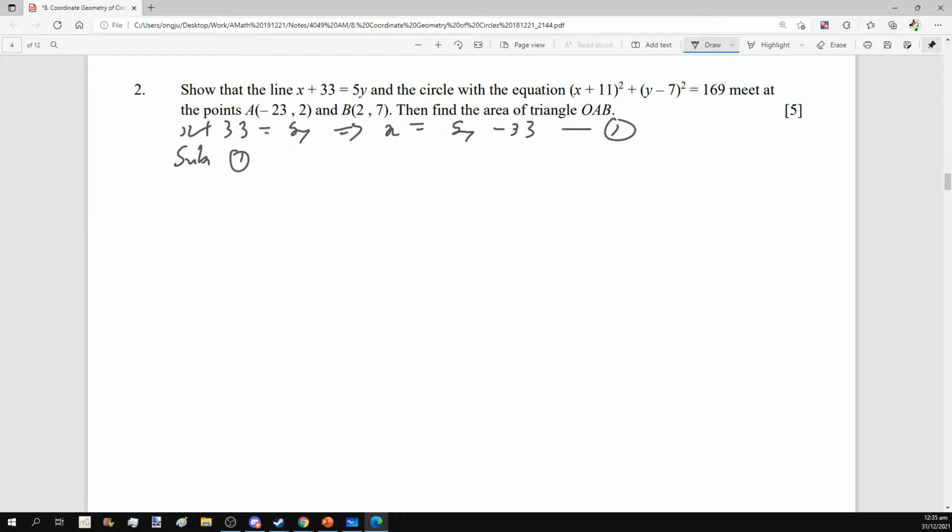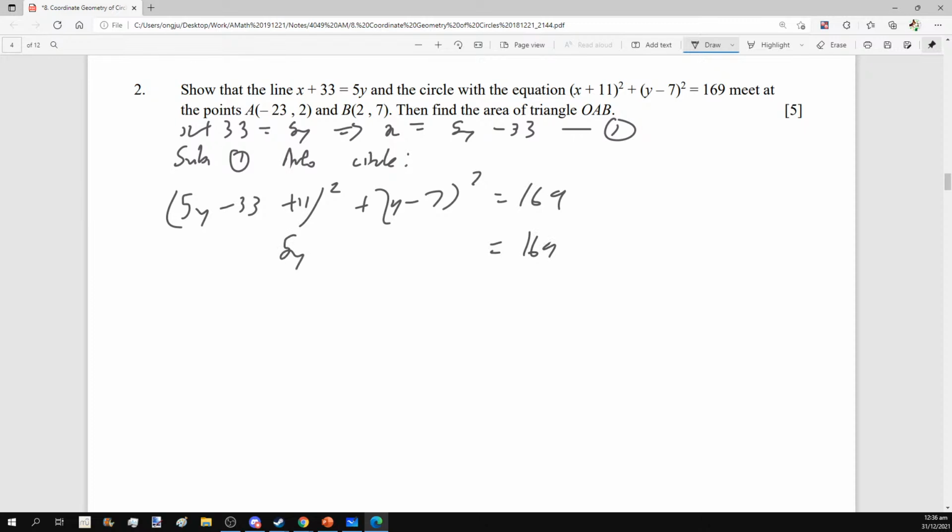Let us substitute equation number 1 into the circle, and this will give us x, which is this guy, x plus 11 squared plus y minus 7 squared equals 169. Alright, from here, of course you can simplify the first bracket, and it is simply a matter of opening up all the brackets and moving everything to the left hand side. Why do we move everything to the left hand side?